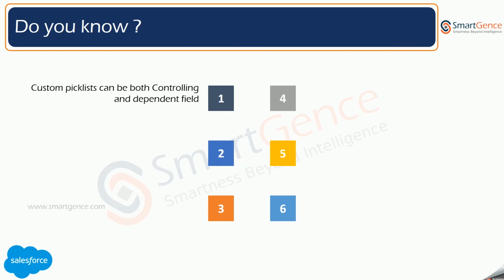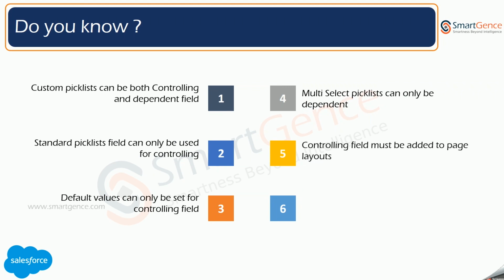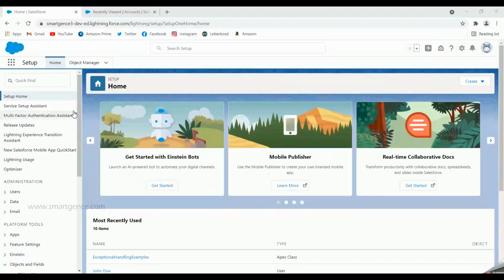A few quick tidbits. Firstly, a custom picklist can be both controlling and dependent field, whereas a standard picklist field can only be a controlling field. The default values can only be set for the controlling field and not for the dependent field. Multi-select picklist values can only be dependent and not controlling. And the controlling field must be added to the page layout. This is self-explanatory, right? It has to be. And for a controlling field, we can add up to 300 values. So let's now jump into the demo session.